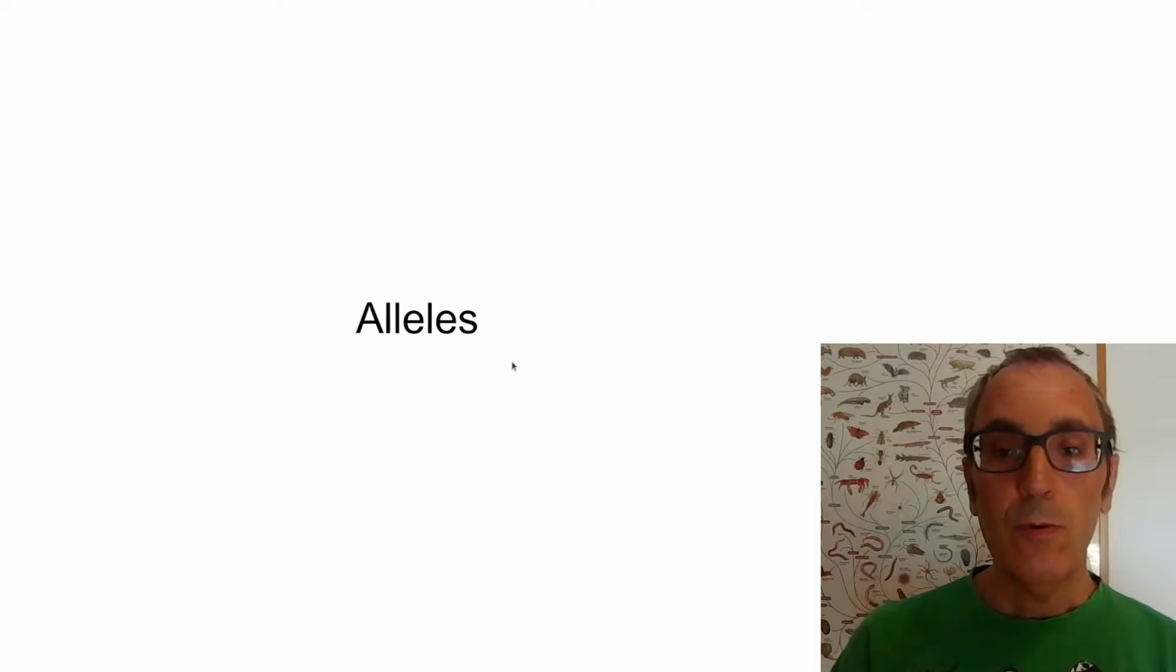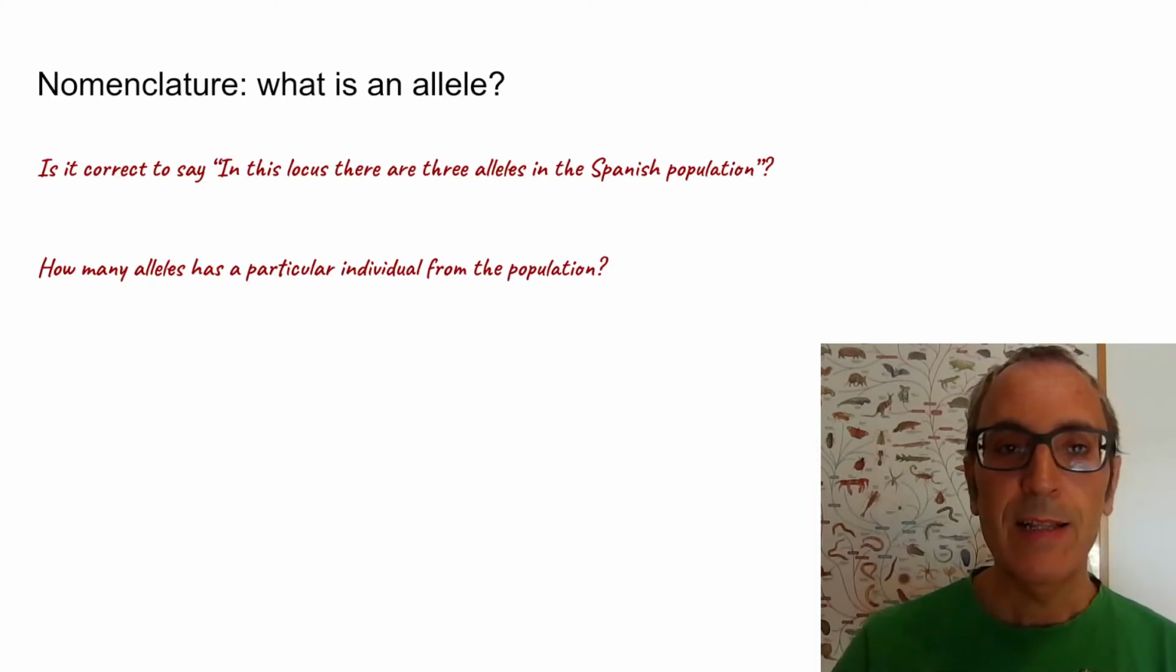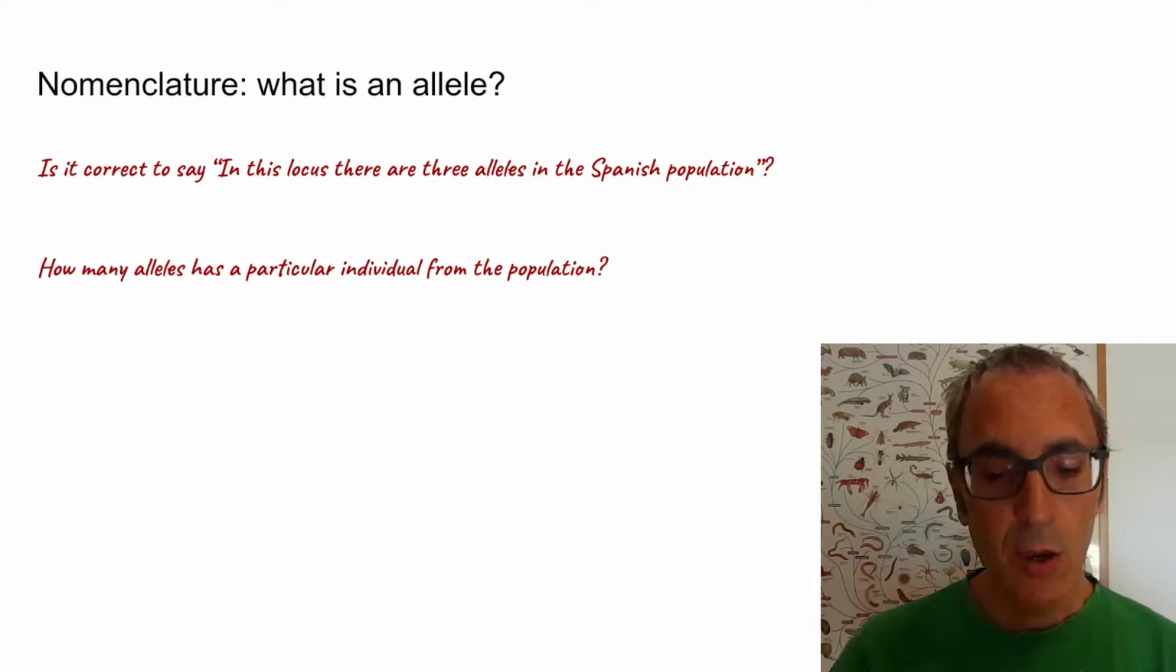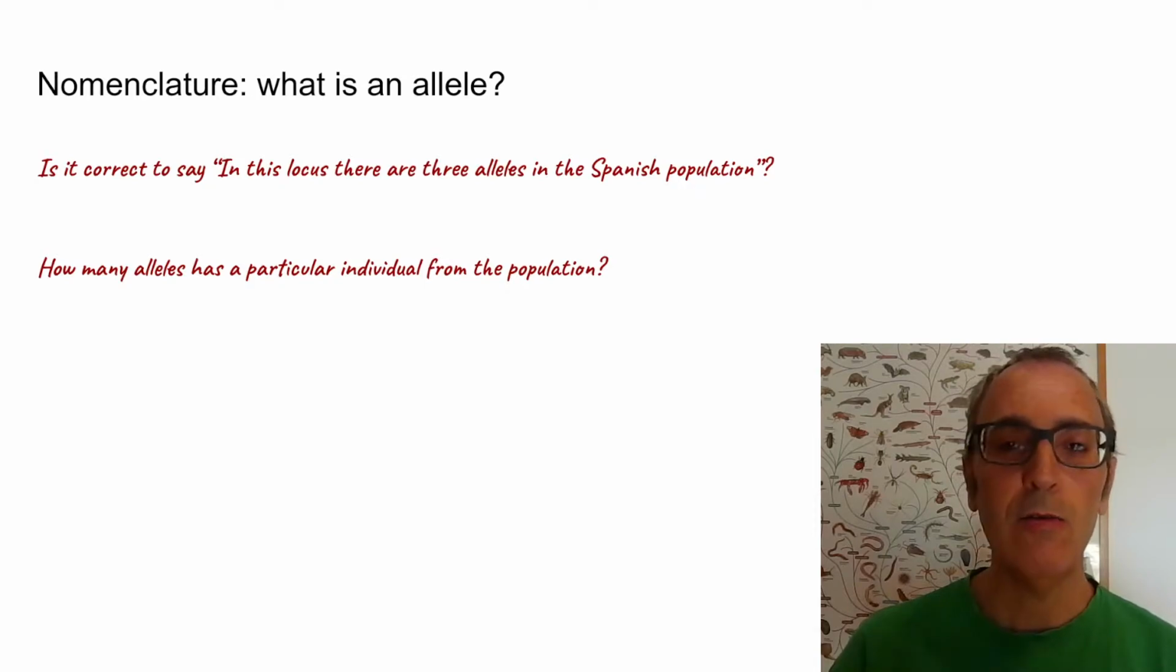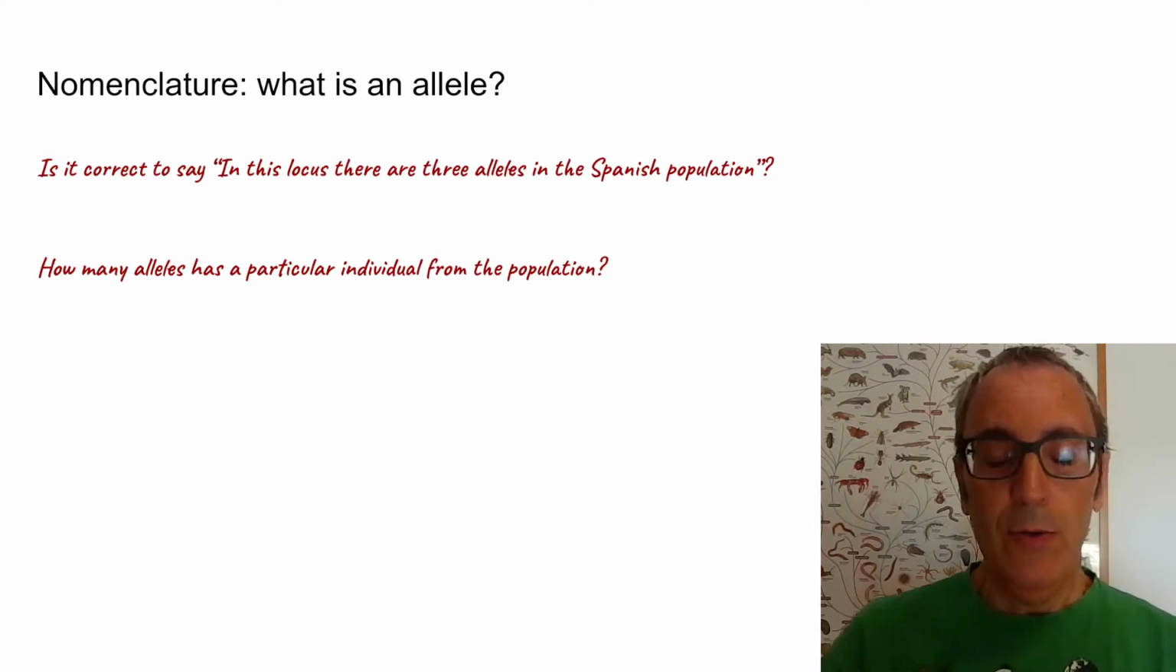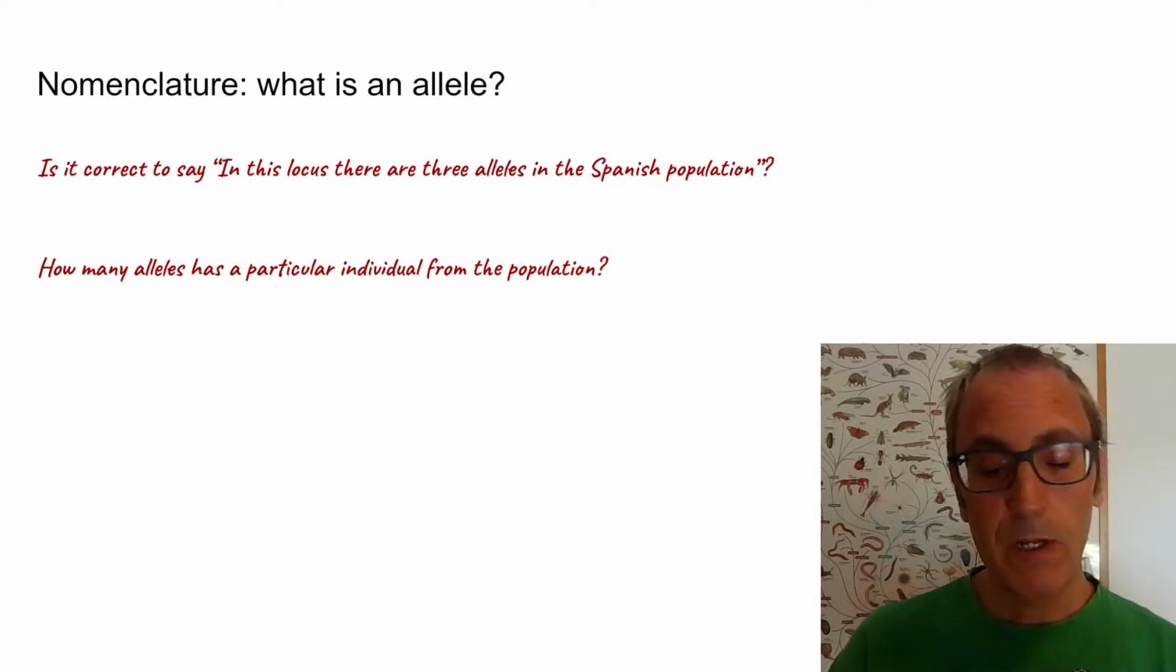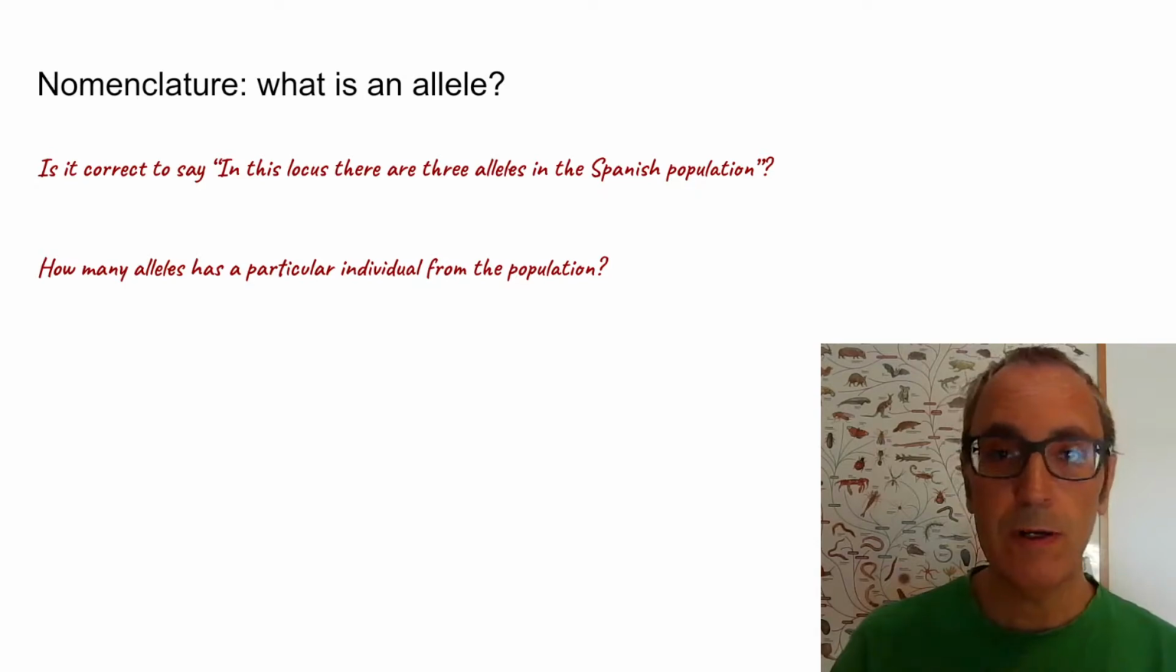First of all, what do we mean by allele? There are two different meanings that we use for alleles. Allele is a form of a marker, like for instance a SNP, or in general a locus in a population. We can say things like, in the Spanish populations there are 3 alleles for this locus, or there are 3 alleles for this marker.